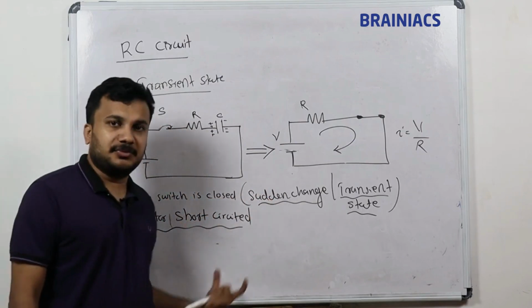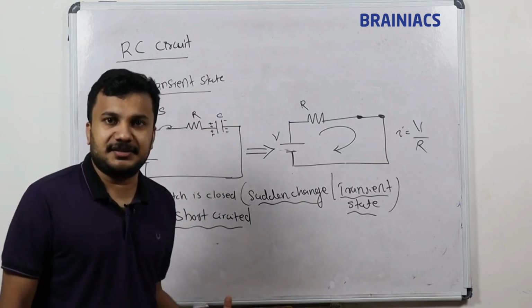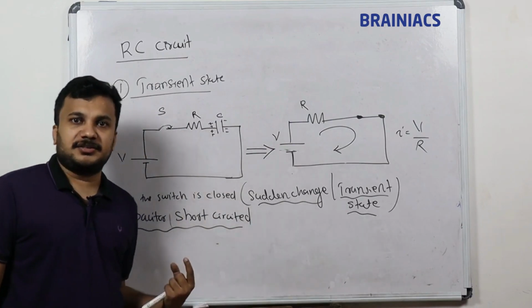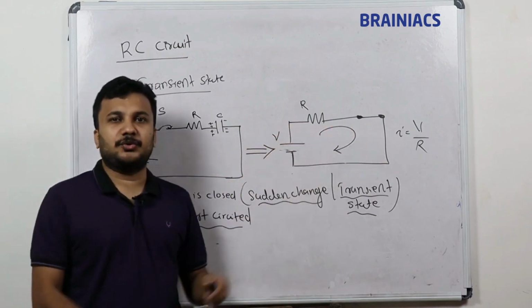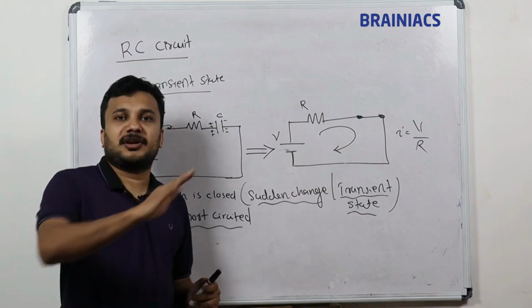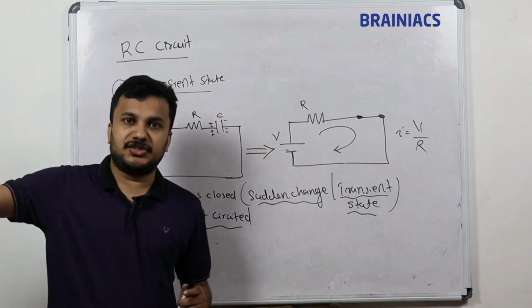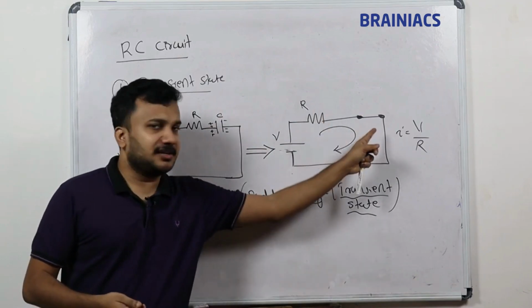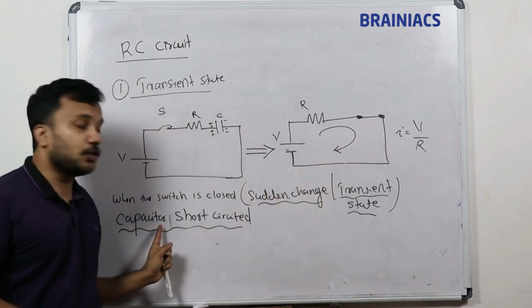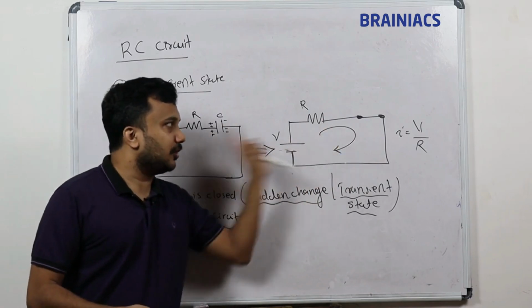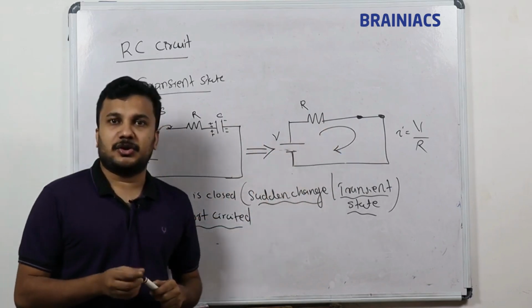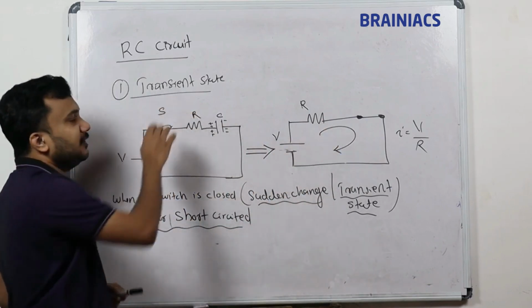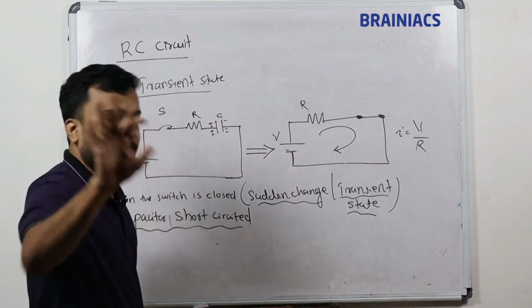So at that time it is called the transient state, and during the transient state the capacitor will act as a short circuit. You can just forget about the capacitor, and replace it with a wire. This connection with a wire is called a short circuit, meaning I shorted it. So short circuit, and this condition is called a transient state. Very important.